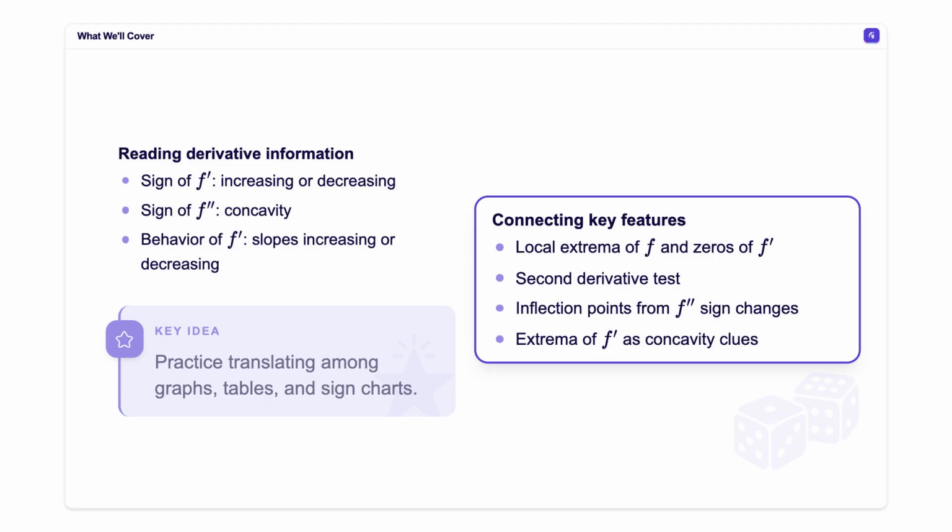Then we will look for possible inflection points, where concavity changes. A key clue for an inflection point is a sign change in the second derivative. Another clue is an extremum of the first derivative, because that can show where slopes switch from increasing to decreasing, or the other way around.